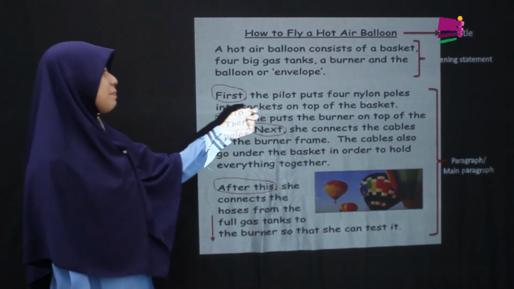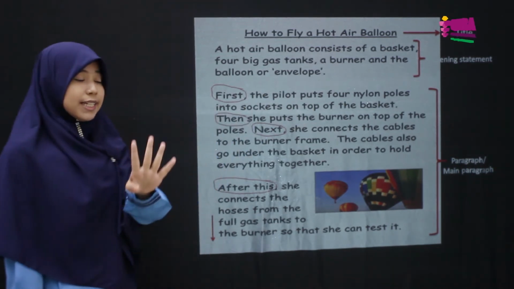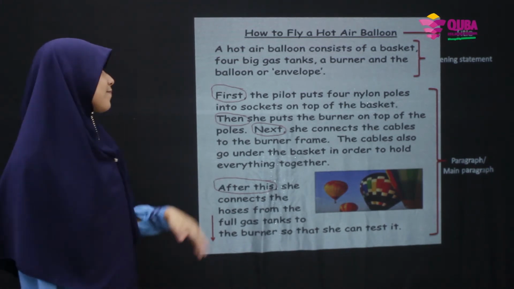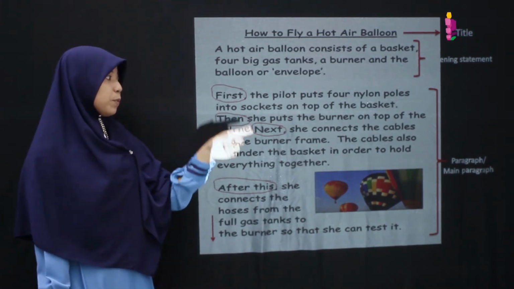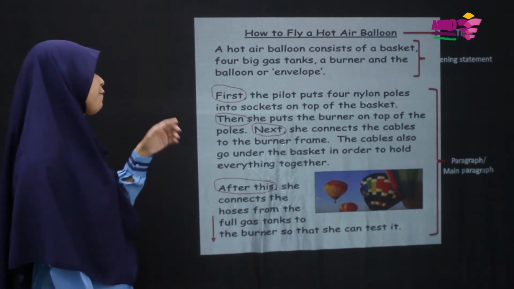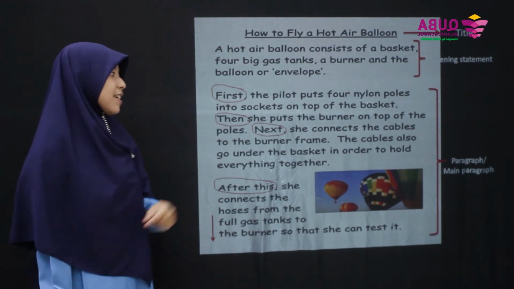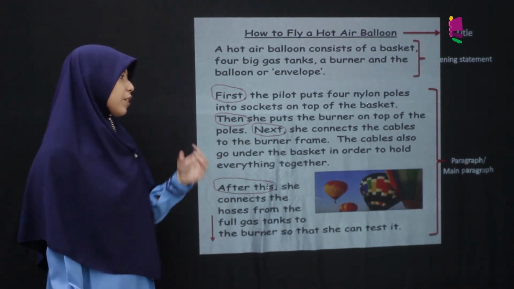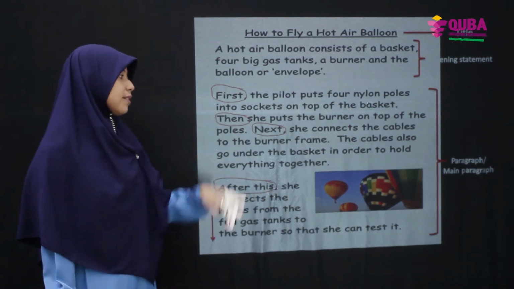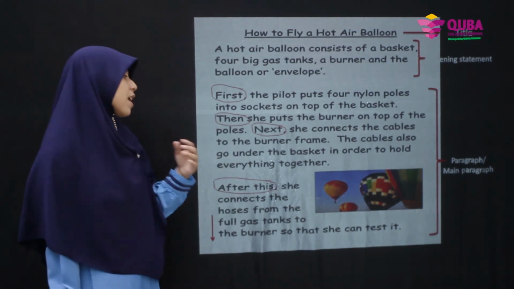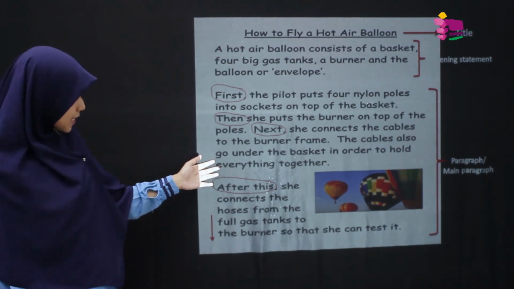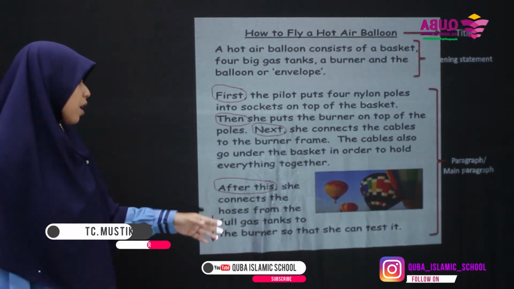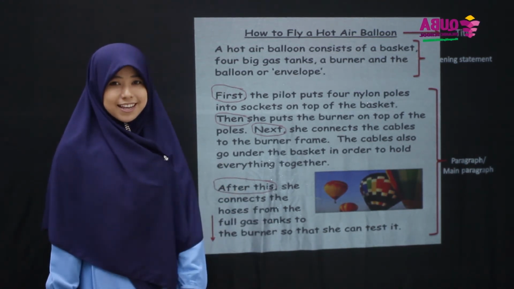First, the pilot puts 4 nylon poles into sockets on top of the basket. Then, she puts the burner on top of the poles. Next, she connects the cables to the burner frame. The cables also go under the basket in order to hold everything together. After this, she connects the hoses from the fuel gas tanks to the burner so that she can test it.